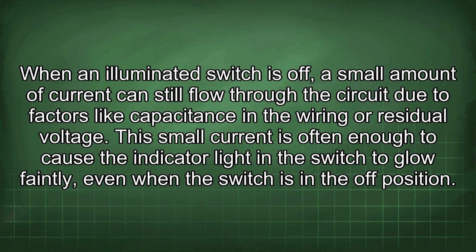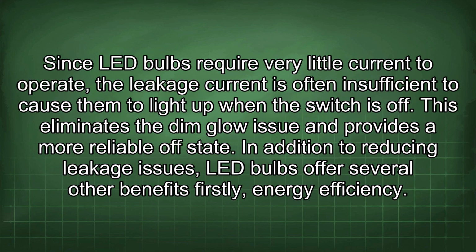This small current is often enough to cause the indicator light in the switch to glow faintly even when the switch is in the off position. Since LED bulbs require very little current to operate, the leakage current is often insufficient to cause them to light up when the switch is off. This eliminates the dim glow issue and provides a more reliable off state.